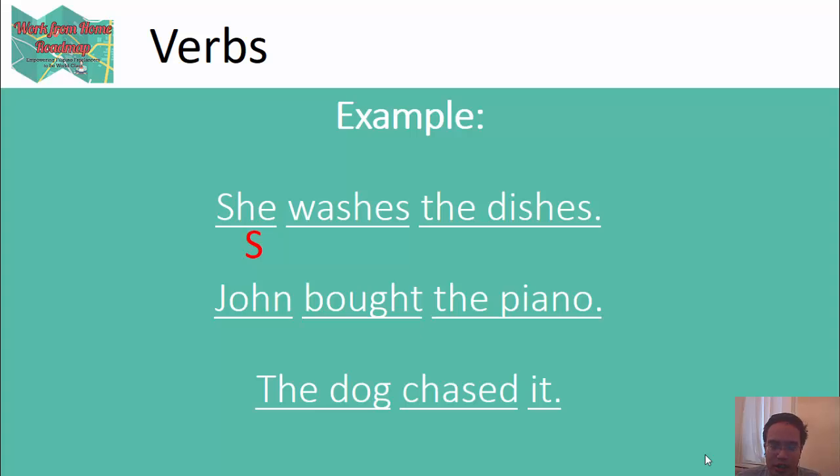In the first example, she is the subject, washes is the transitive verb, and it passes action to the dishes. In the second example, John is the subject. The transitive verb is bought, which passes action to the piano. The third example, the dog is the subject, and the action is chased, which passes action to it.